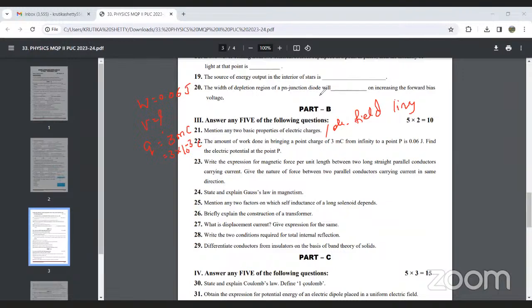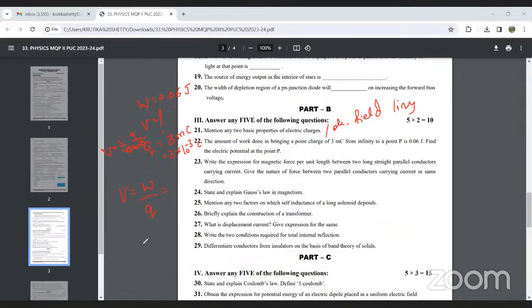So how have you calculated? The potential is equal to work done per unit charge, correct? I don't know which method you are following. You could use the potential formula, 1 upon 4 pi epsilon naught q by r, but you don't have the r value here. We don't know the distance, and there is no other method to calculate it. So we need to go for the basic formula, potential is equal to work done by charge.